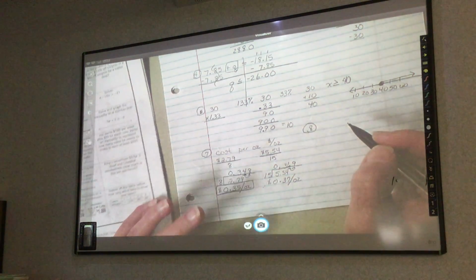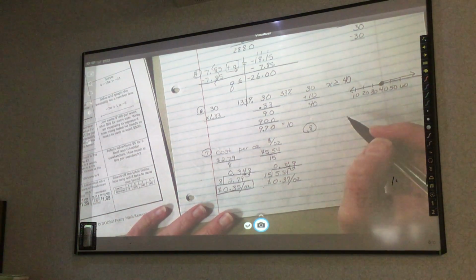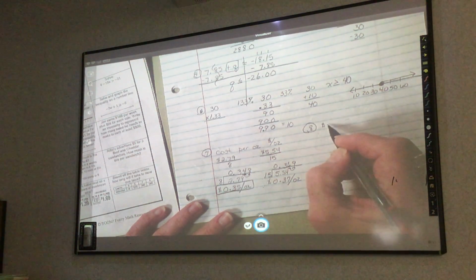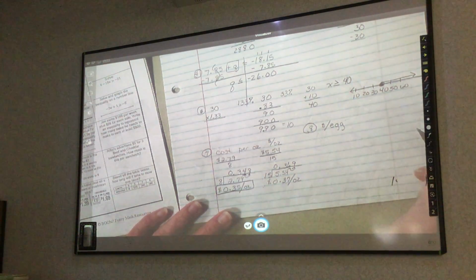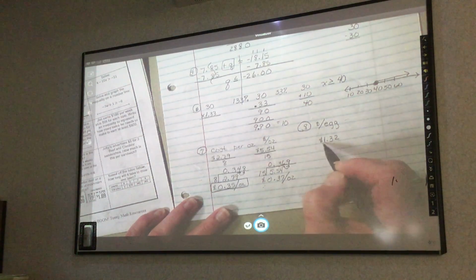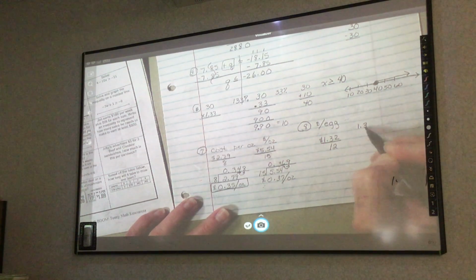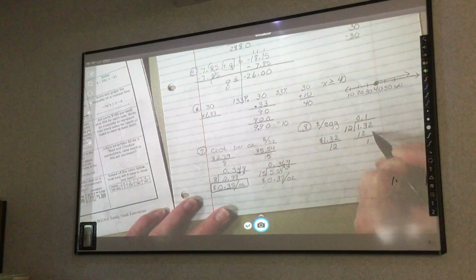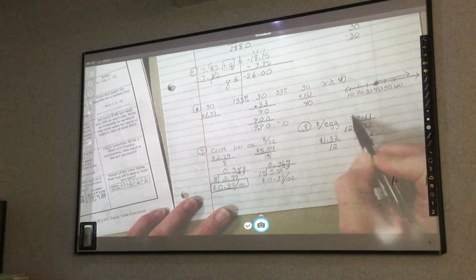Number 8, a dozen eggs cost $1.32 at the grocery store. How much profit would a restaurant make if they sold one scrambled egg for 99 cents? Okay. This is cost per egg. We have to first figure out that unit rate. So the cost is $1.32 for how many eggs? 12. So then I take $1.32, divide it by 12. 12 goes in there once. So it's 11 cents per egg, correct?